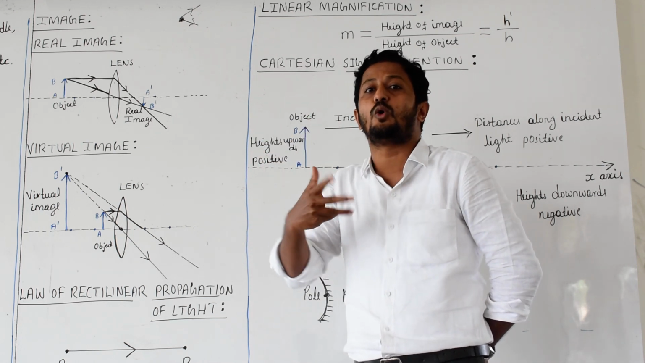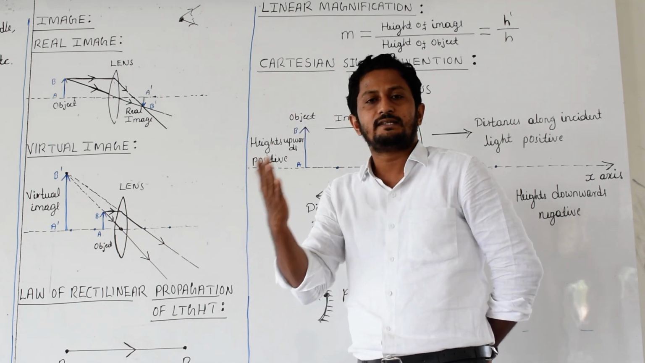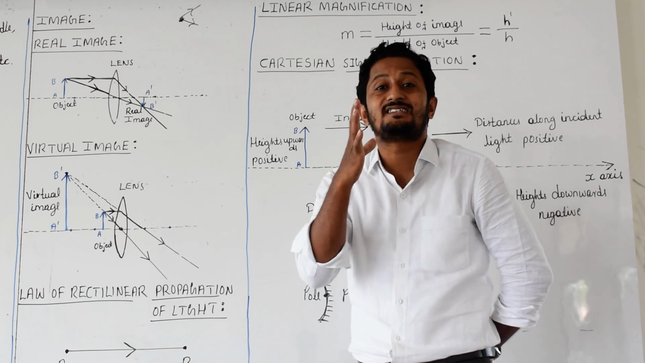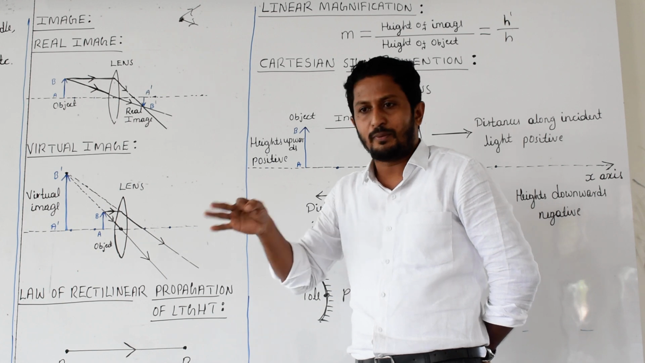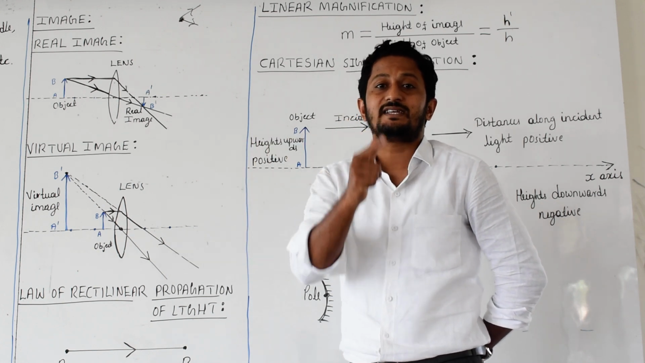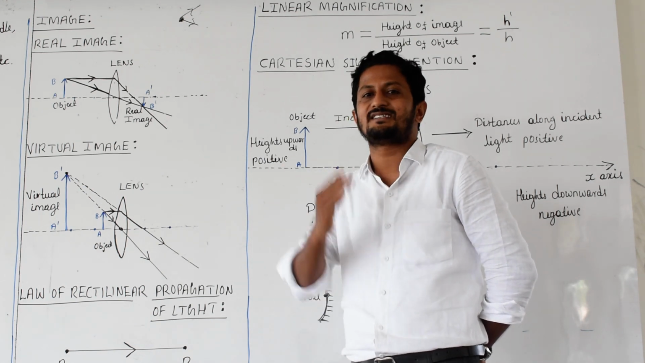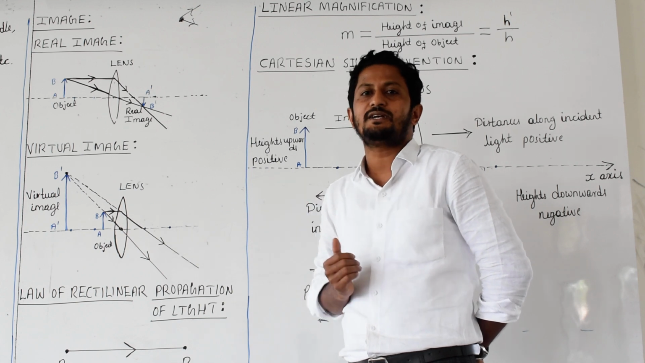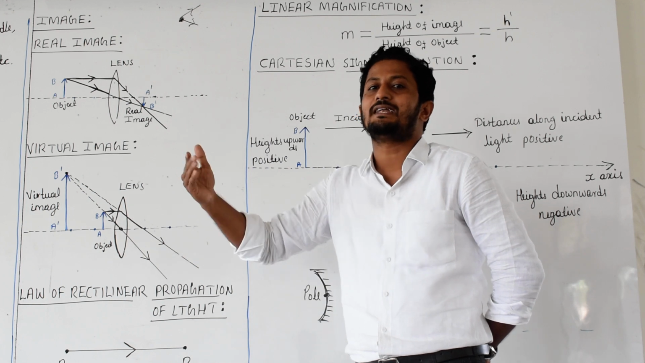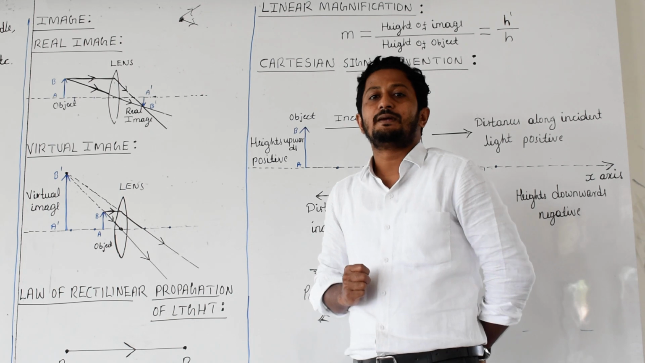It has its own volume. Throughout its volume, the arrangement of molecules should remain the same. I mean, the property of this medium throughout its volume should remain the same. Such a medium we call homogeneous. Homo means same. The arrangement of the molecules throughout its volume should remain the same. Such a medium is called a homogeneous medium.